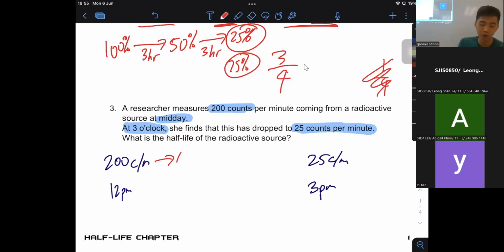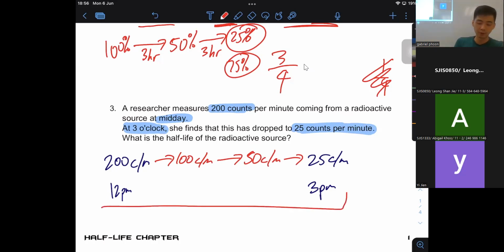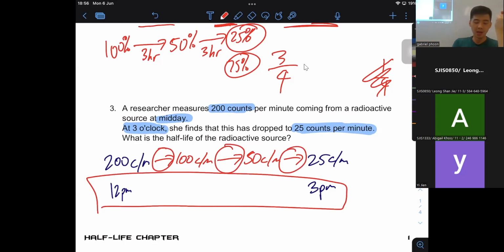From here, I can draw the arrows, right? After one half-life, for sure this will be 100 counts per minute. After another half-life, this will have been 50 counts per minute. After the final half-life, it would have reached 25 counts per minute. Once you draw this arrow, you ask yourself, how many half-lives did it take in a span of 3 hours? It took 1 half-life, 2 half-lives, and 3 half-lives. If 3 half-lives took a span of 3 hours, then obviously 1 half-life would have only been 1 hour, right?